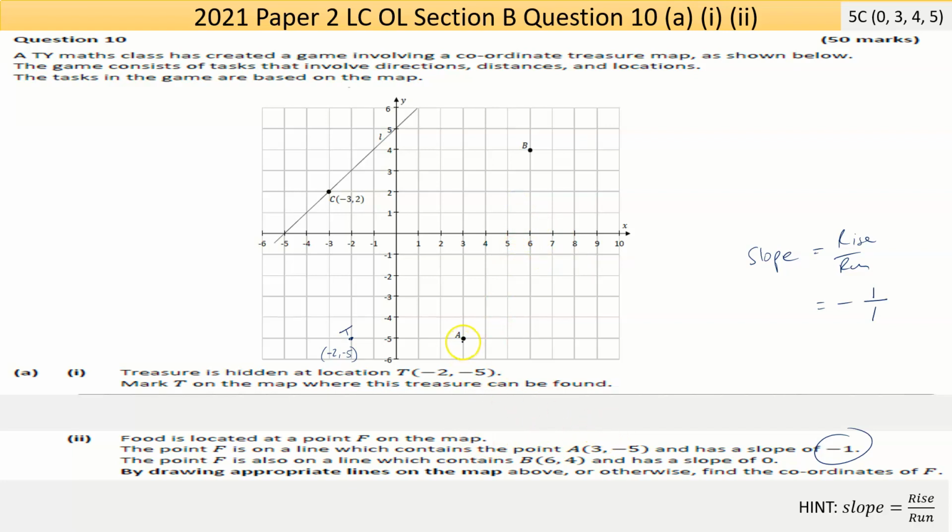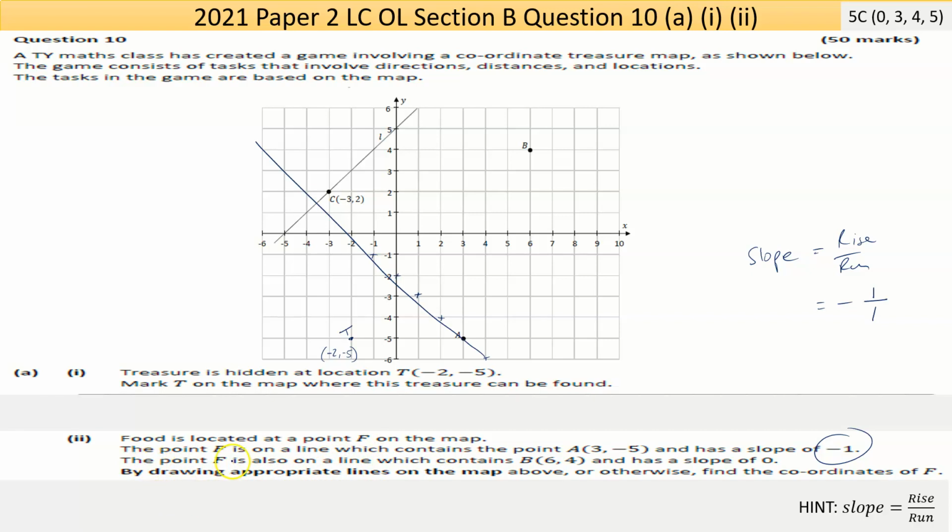Now let's see if we can figure out where it actually is. It contains (3, -5) and goes down at a slope of -1. So the next point would be this one, or this one, or this one. So let's draw a straight line. Hopefully I can draw it. Okay, I should use a ruler, but I can't. It says, actually, I should have finished reading the question.